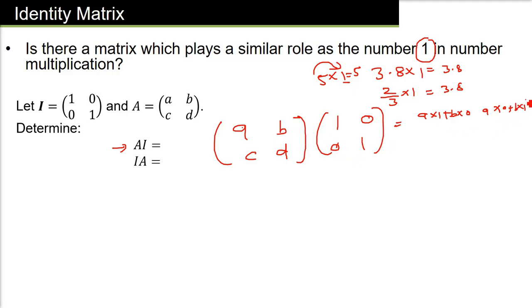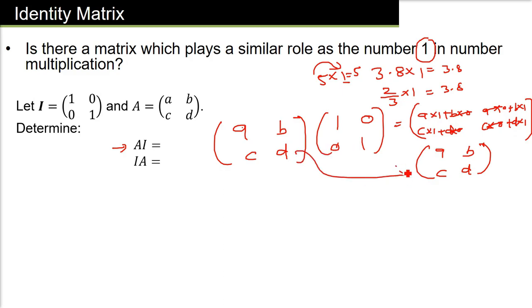Okay. Now again the second row with the first column, C into 1 plus D into 0. Then the second row with the second column, C into 0 plus D into 1. So all the zeros please eliminate. This 0 will go, this also goes, this also goes. A into 1 is A, B into 1 is B, C into 1 is C, and D into 1 is D. This is the same matrix, A matrix.